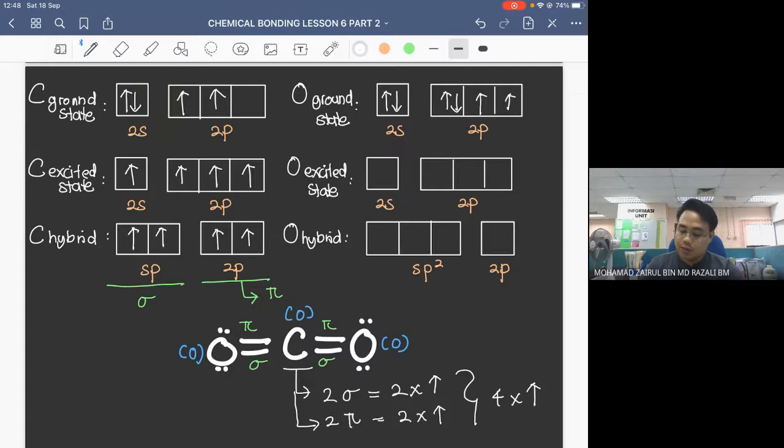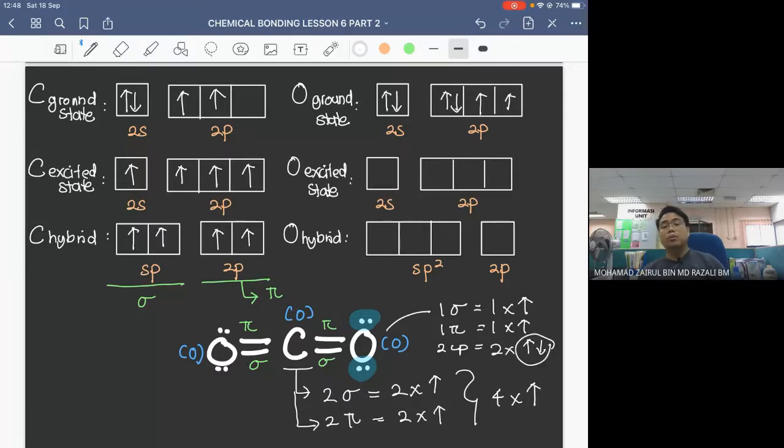Okay, if you look at the oxygen, dekat oxygen ini awak akan ada 1 sigma bond. Maknanya awak memerlukan 1 unpaired elektron. Dan awak ada juga 1 pi bond. So awak memerlukan lagi 1 unpaired elektron. Tapi dekat oksigen ni juga ada 2 lone pair. So kalau 2 lone pair, awak memerlukan 2 darab elektron yang berpasangan. So sebab tu before awak buat hybrid untuk oksigen tu, awak perlu pastikan awak ada 2 single pair elektron and then ada 2 pair elektron.